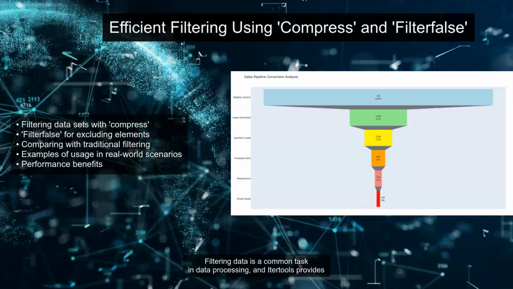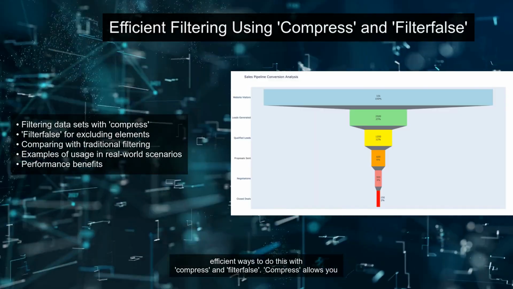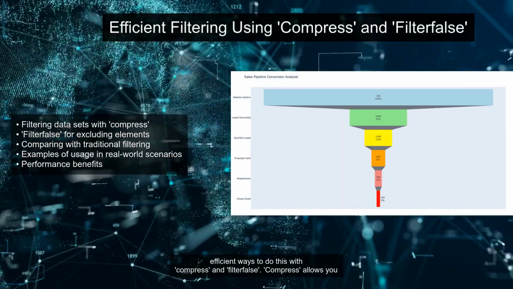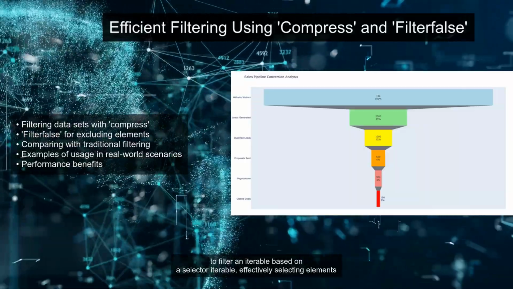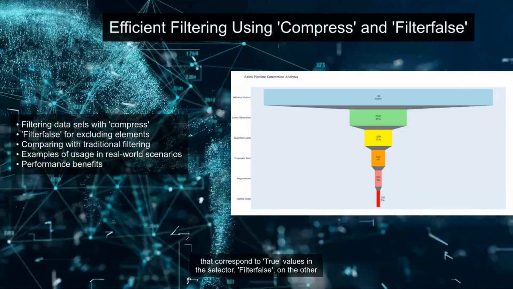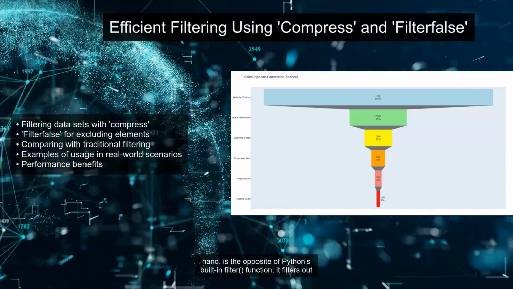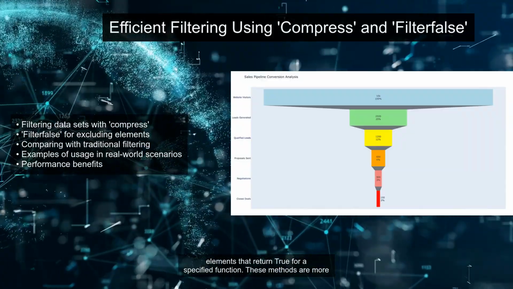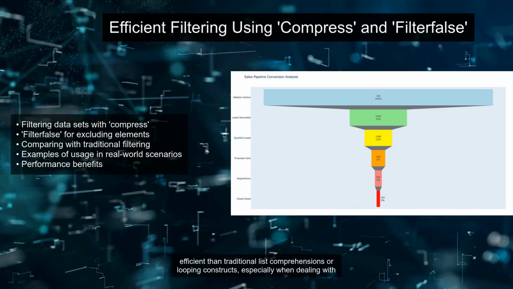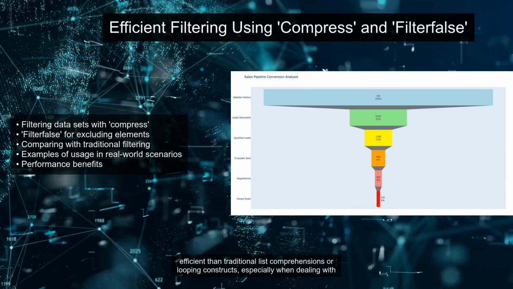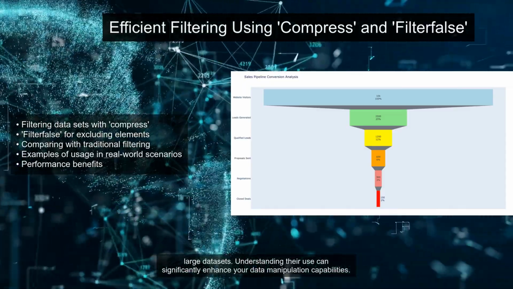Filtering data is a common task in data processing, and Itertools provides efficient ways to do this with compress and filterfalse. Compress allows you to filter an iterable based on a selector iterable, effectively selecting elements that correspond to true values in the selector. Filterfalse, on the other hand, is the opposite of Python's built-in filter function. It filters out elements that return true for a specified function. These methods are more efficient than traditional list comprehensions or looping constructs, especially when dealing with large datasets. Understanding their use can significantly enhance your data manipulation capabilities.